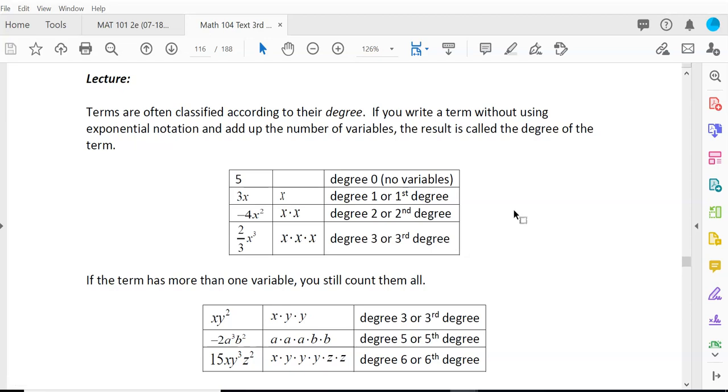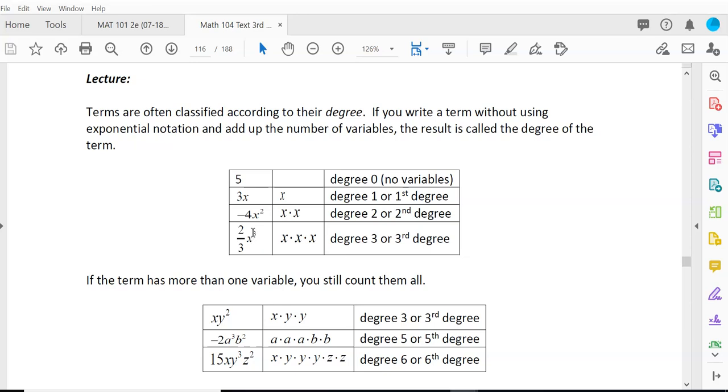All right, so in this part of 3.1, we talk about degrees of terms in the polynomial. So each term has its own degree. Now, degree essentially just means how many variables have to be multiplied in order to get that term. So for instance, 2/3 x to the third power.